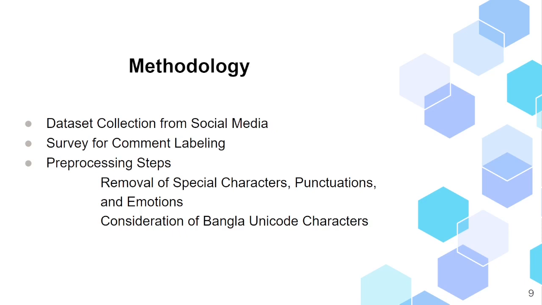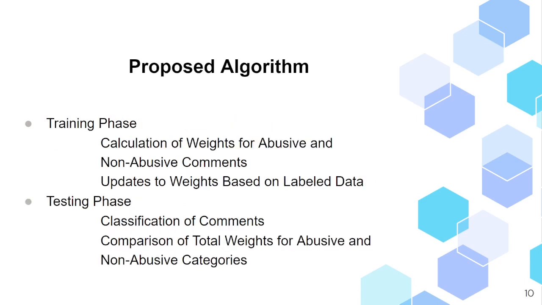The proposed algorithm is at the heart of the research. In the training phase, weights for abusive and non-abusive comments are calculated based on the label data. For each word in a comment, the algorithm updates the weight, contributing to the overall understanding of abusive language. The testing phase involves classifying comments by comparing the total weights for abusive and non-abusive categories.